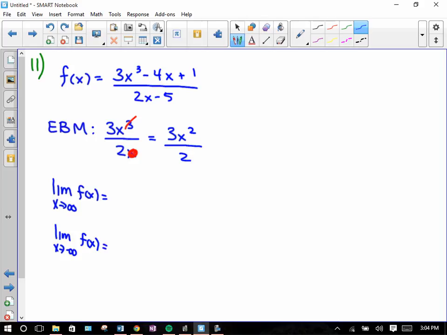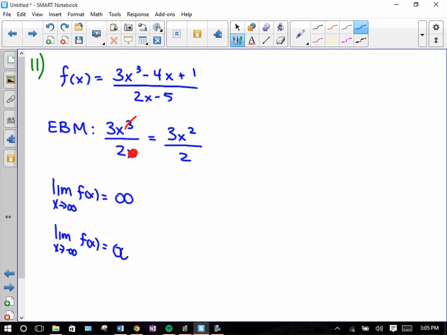Here's what you need to know. All you have to do is think to yourself, if I plug a really big number in here, so let's say 10,000. 10,000 squared is going to be a huge number, right? So I'm going to multiply that by 3 and divide by 2. That's still a really big number. So this function is going to approach positive infinity. If I take a really small negative number, like negative 10,000, negative 10,000 squared is going to be another positive number, so it's the same thing as this one.